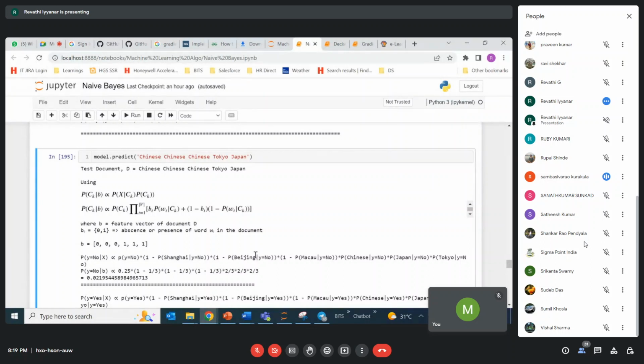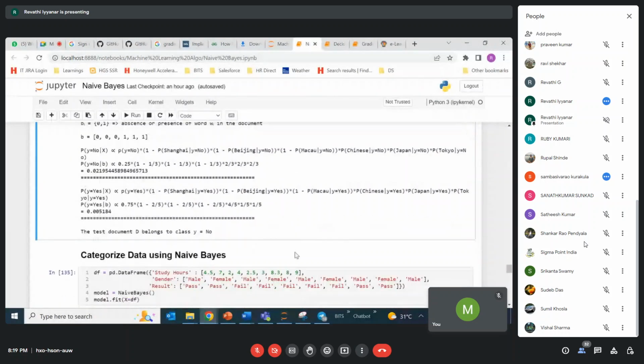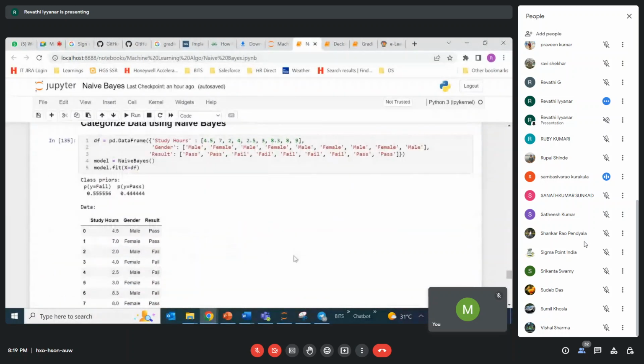If you come down to the last, how will they give it? Initially, they will give a table, and we select a few parameters from the table and ask what is the probability. This is the input data, where a table will be given, like 4.5 male pass, 7 female pass, 2 male fail, something like that. And below is how we predict.